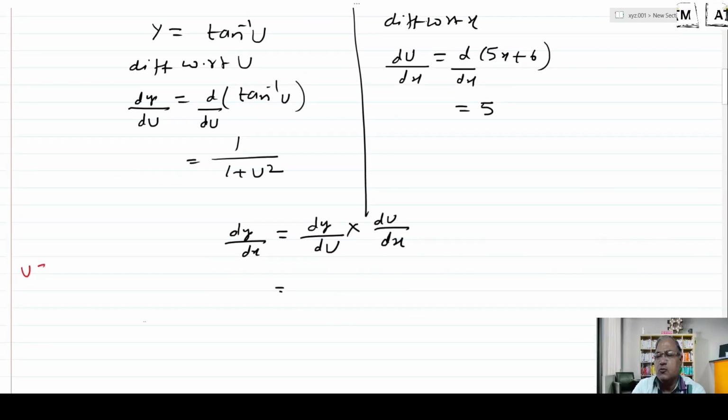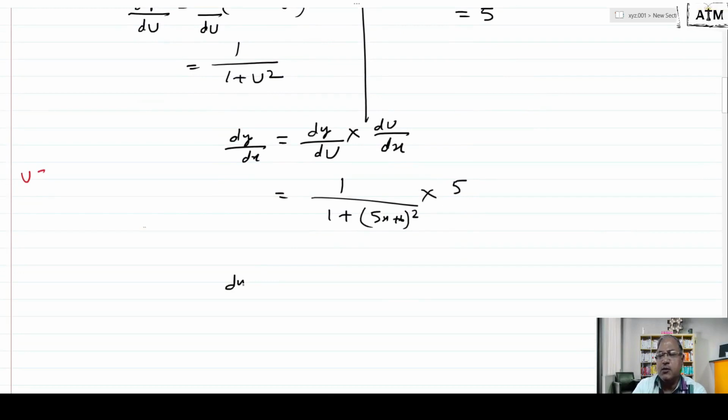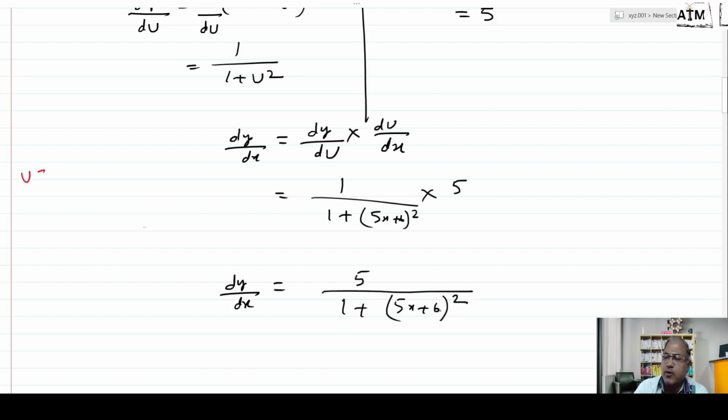So the first result is 1 upon 1 plus u square, that is 5x plus 6 whole square, into 5. Therefore the final answer: dy by dx equals 5 upon 1 plus 5x plus 6 whole square. If you wish, you can expand this 5x plus 6 whole square, but at present I don't feel the need of expanding it. So this is the answer.